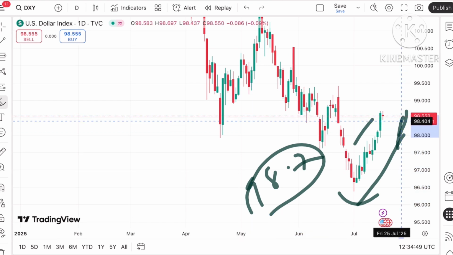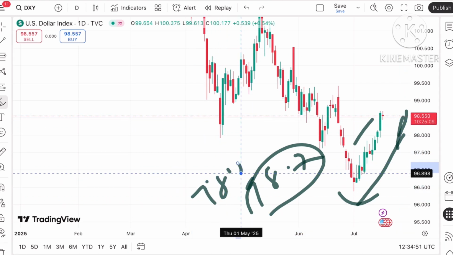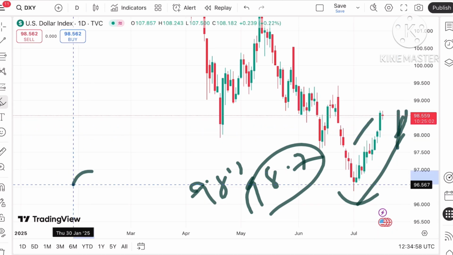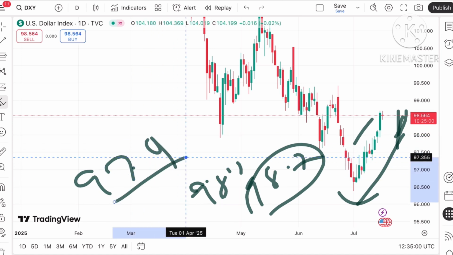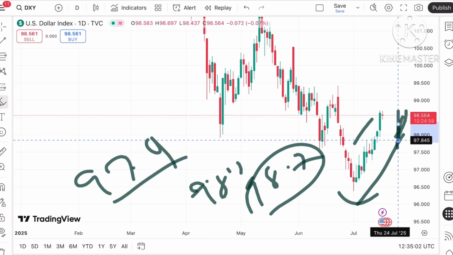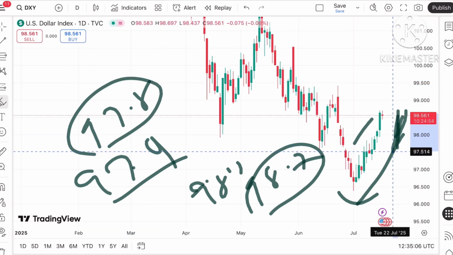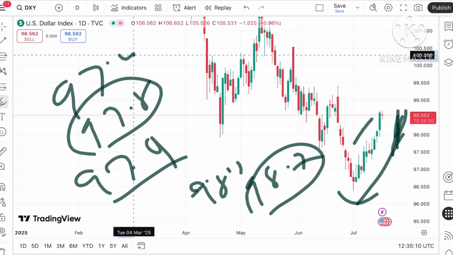But suppose it doesn't sustain, it can move towards 98.4, and if the price falls below this level, it can move towards 98.2 to a level of 98.1, and then to a level of $97.9. Once it starts falling below this level, there will be a probability of going towards 97.8. And if the price falls below that particular level, chances of going towards 97.4 will be there.